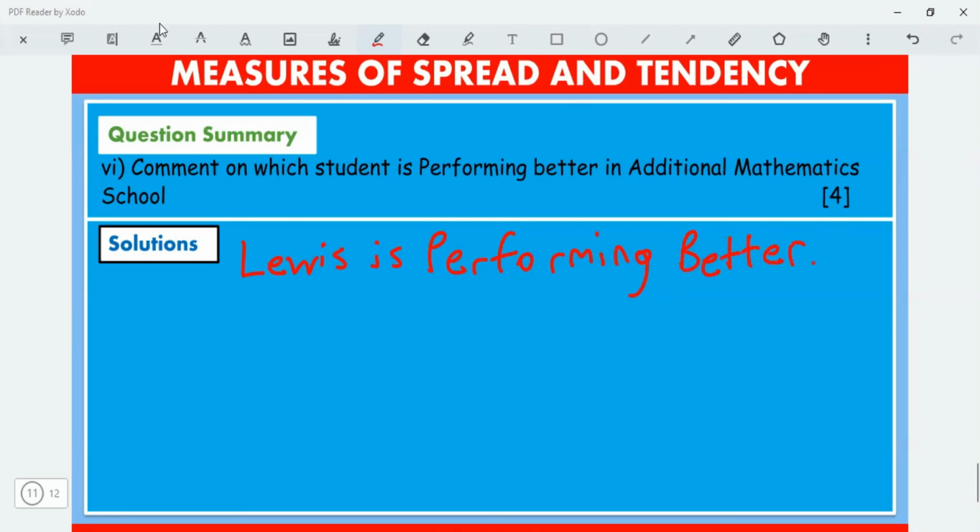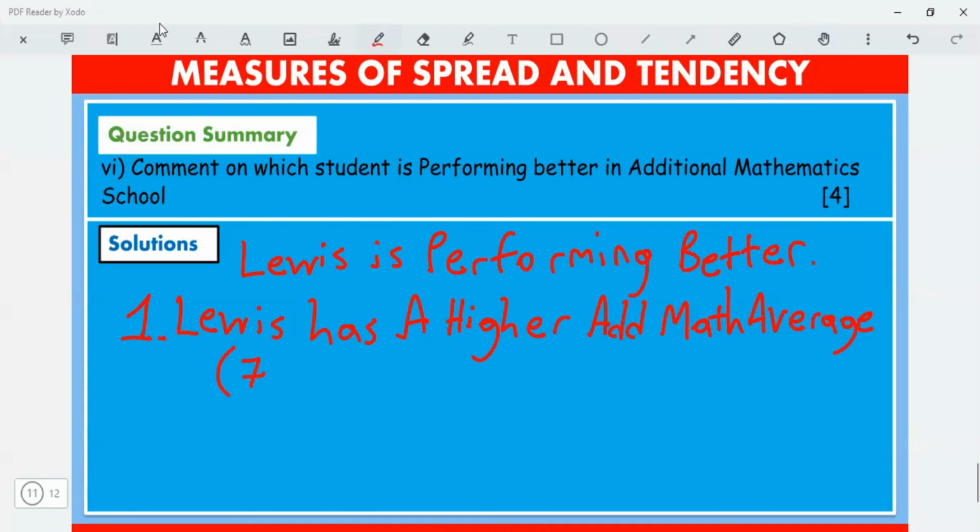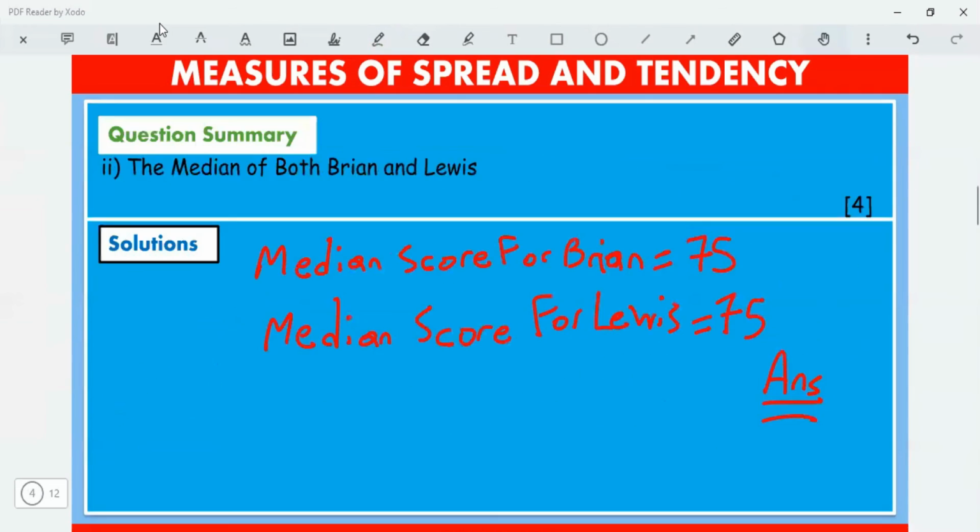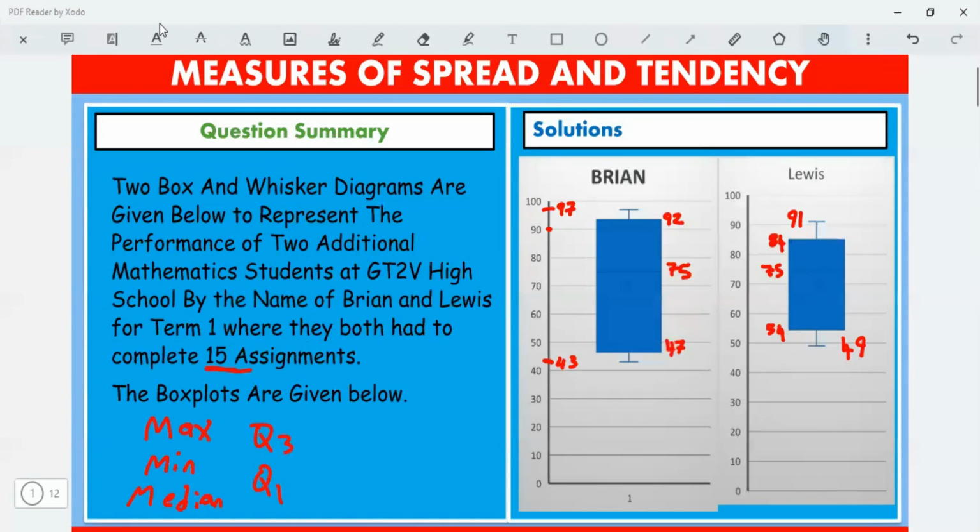What are the reasons why he's performing better? Number one, Lewis has a higher average. He has a higher ADMAT average. Lewis's average is 75, Brian's average is 73. So that's number one. Lewis has a higher ADMAT average. And you can put them in. So Lewis's average is 75.3. Make them see you know what you're talking about.